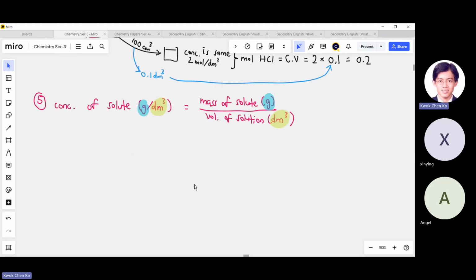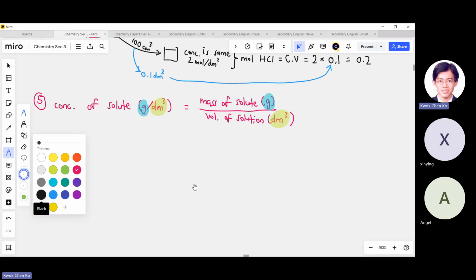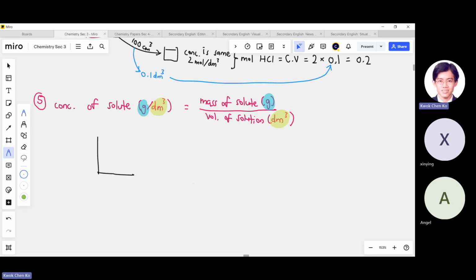Okay, for this case, they may tell you a story. So let's say I have this beaker again. This case is NaCl. And they tell you the concentration of this salt in the water is, let's say, 10 grams per dm cube.